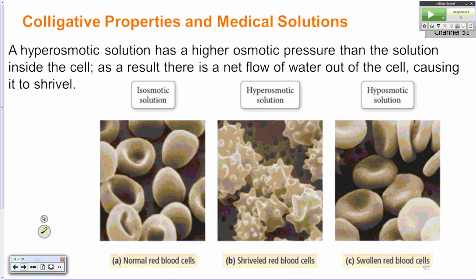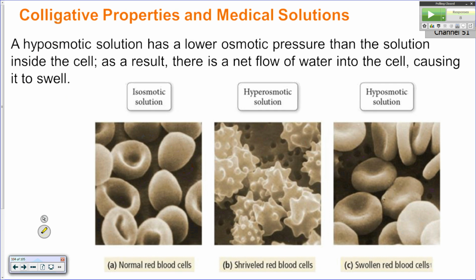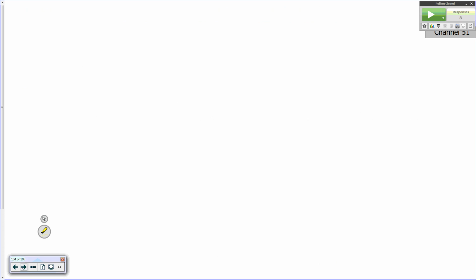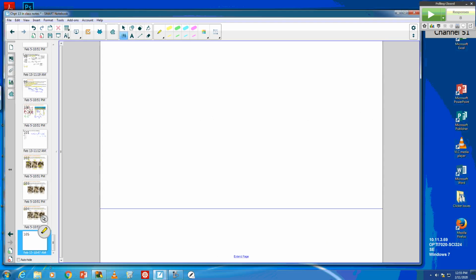So when you change the pressure of the solutions due to electrolytes surrounding the cells, it causes fluid to go in and out of the cells, causing the cells to shrivel if it's in a hyperosmotic solution. The opposite is true in a hypo solution: it causes the cells to swell as the net flow of water goes into the cells. Okay, so that's the content that we have.